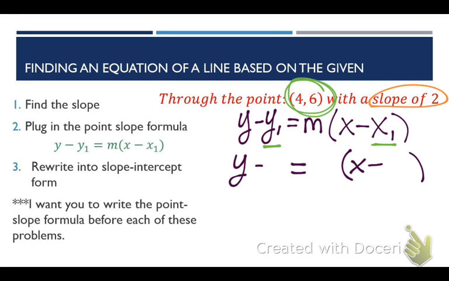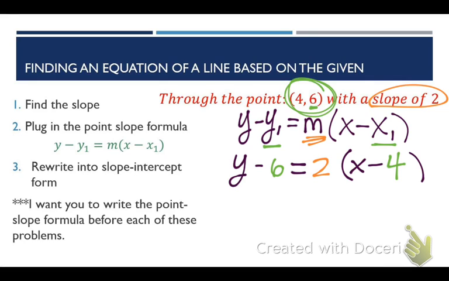And then what does m represent? The slope. Okay? So what is the y of the coordinate they gave me? 6. And then what is the slope that they gave us? 2. What is the x of the point they gave us? 4. So once we plug in, we need our answer to look like y equals mx plus b.